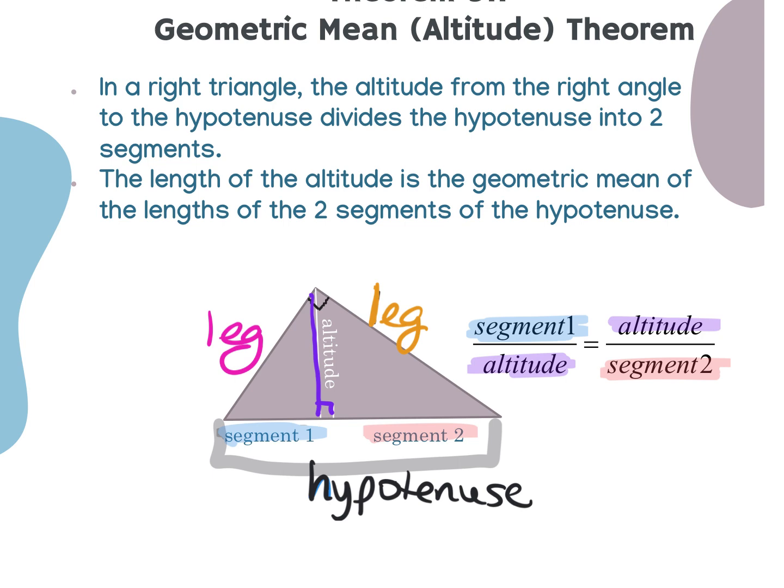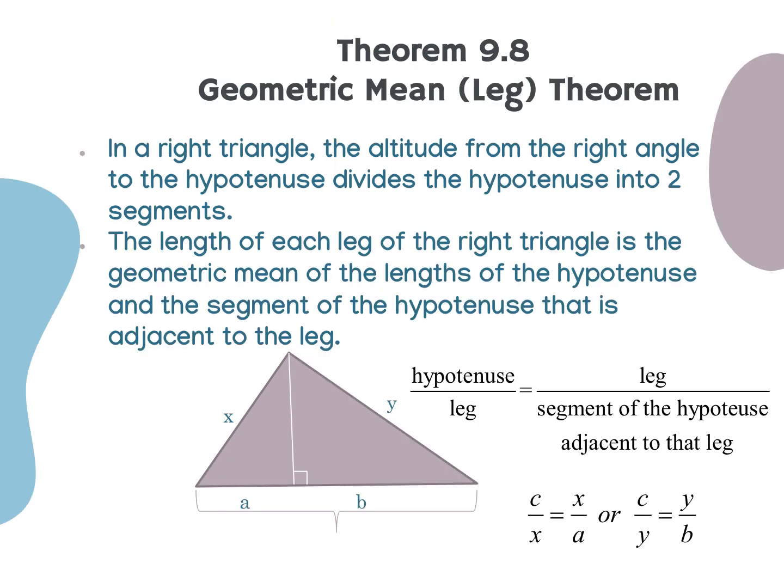And again, you will have numbers given to you. One of these four, either the blue, the red, or the purple, will be an unknown. And you'll be able to solve for that variable. The second theorem, where we're going to write a proportion, is called the geometric mean leg theorem.